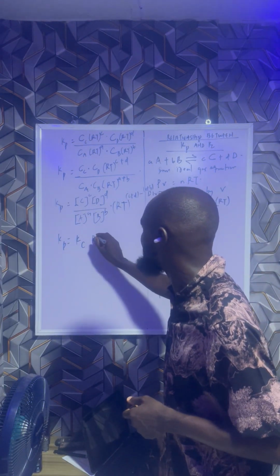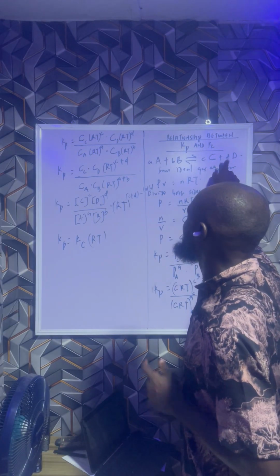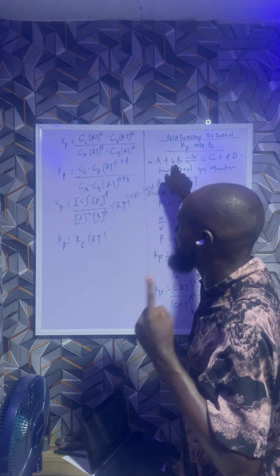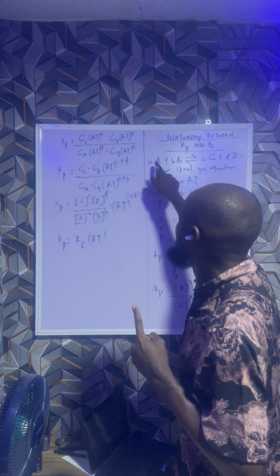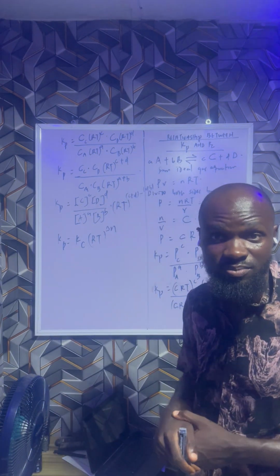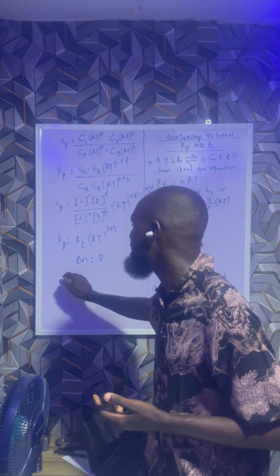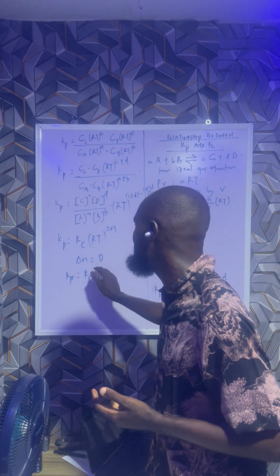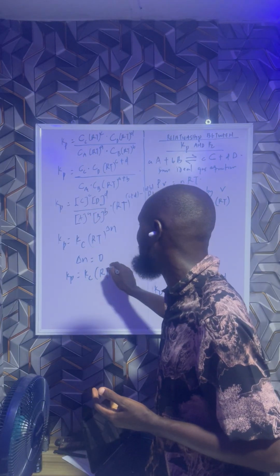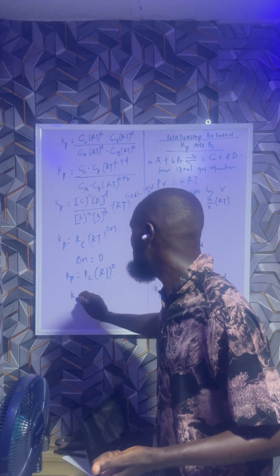Then RT raised to power c plus d, that's the change in number of moles, a plus b, the change in number of moles. So c plus d minus a plus b is representing change in n. So when our change in n equals 0, we have Kp is equal to Kc into RT raised to power 0. But anything raised to power 0 is 1. So we can have Kp is equal to Kc.